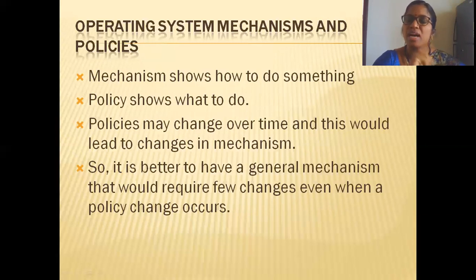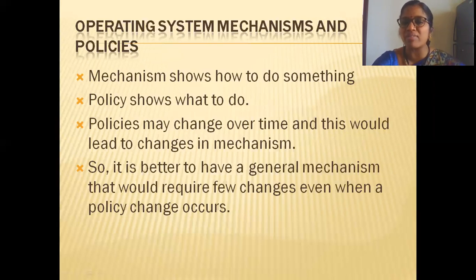So a mechanism shows how to do something: how to write this routine, how to achieve this service. Whereas a policy shows what to do. If this is the case, what necessary action we have to take. So what are the terms and conditions of a company? Policies may change over time, and this would lead to changes in mechanism. If the policy of the company has changed, the mechanism needs to be changed.